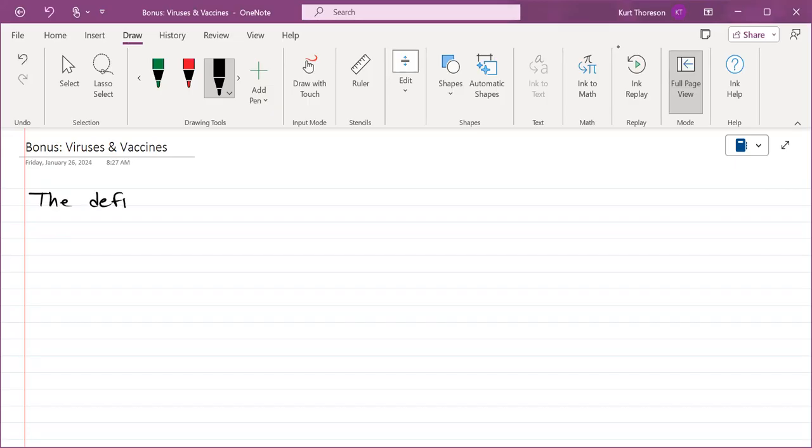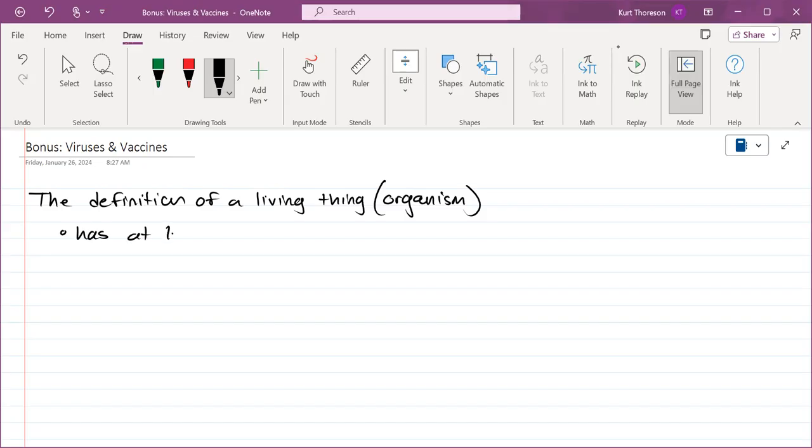The definition or the criteria of a living thing, which is an organism, includes: has at least one cell. You guys are made up of about 37 trillion cells. A blue whale has more cells than you. Your dog has less cells than you.